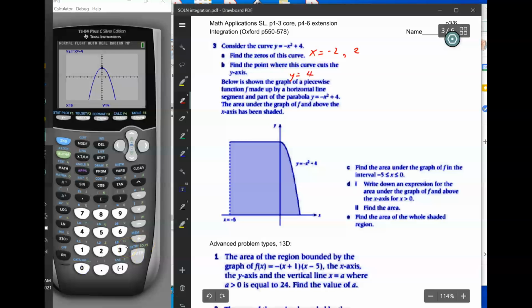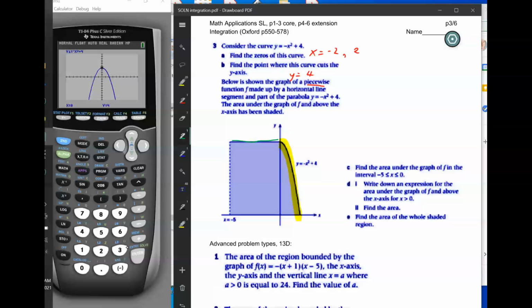Okay. Below is shown the graph of a piecewise function f. Do you remember piecewise function? It's a function made up of multiple functions, made up by a horizontal line segment and part of the parabola negative x squared plus 4. So you can see that this part of it looks like what's on the calculator, but the left side is not. The left side is a horizontal line, like they said, and the right side is a piece of the calculator function.